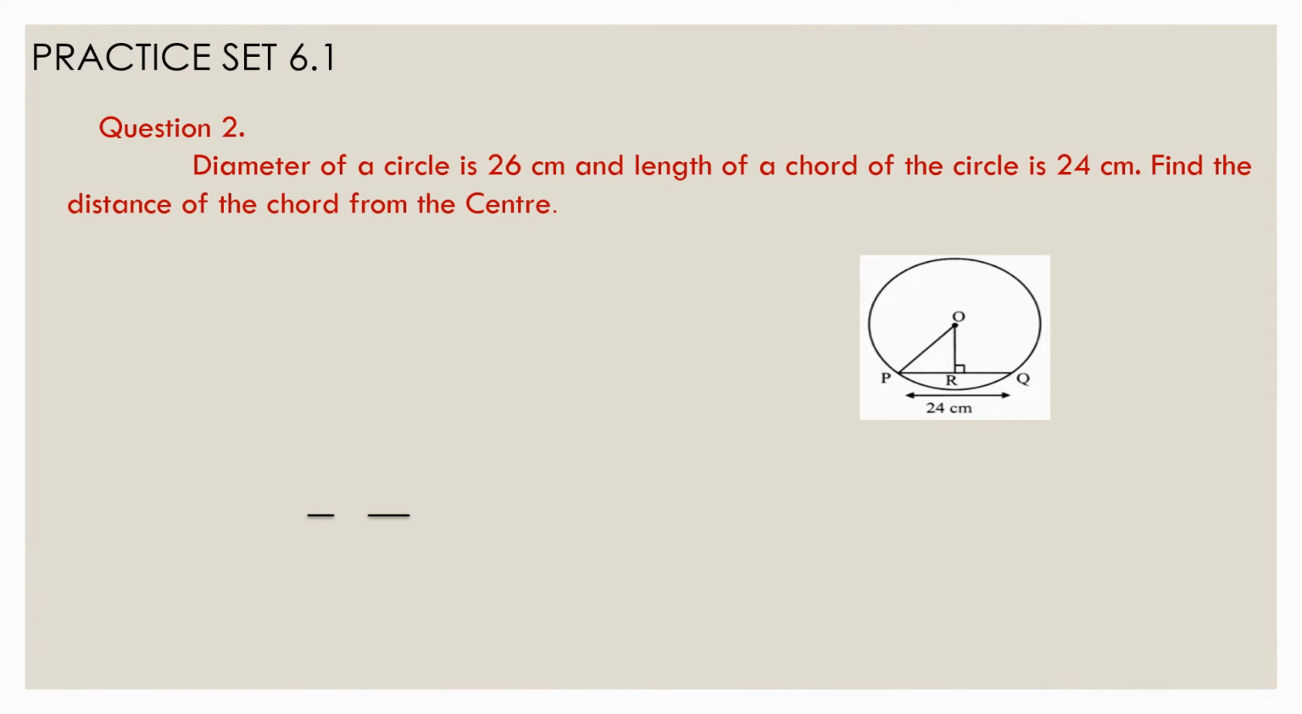Question number 2. The diameter of a circle is 26 centimeter and the length of a chord of the circle is 24 centimeter. Find the distance of the chord from the center. First draw the figure. O is the center of the circle and PQ is the chord of the circle, and the length of the chord is 24, which is given, and the diameter is also given.